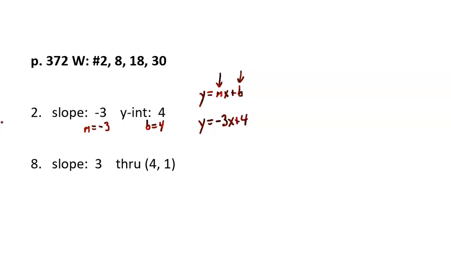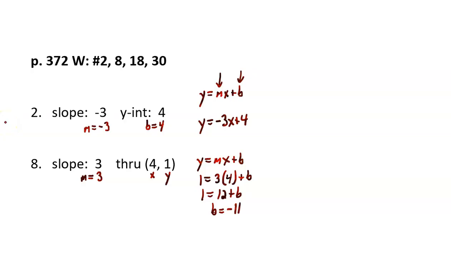Now number 8, we know the value of m, but we don't know the y-intercept. So we want to find the y-intercept. If the ordered pair (4, 1) is the solution to the equation, then the 4 is a value of x and the 1 is a value of y that solves the equation. y equals mx plus b is the format. For y, use 1. For m, use 3. For x, use 4. And leave the letter b. So 1 is equal to 12 plus b. So b must be negative 11. Now we can write the answer.